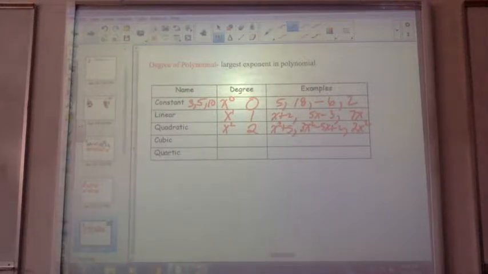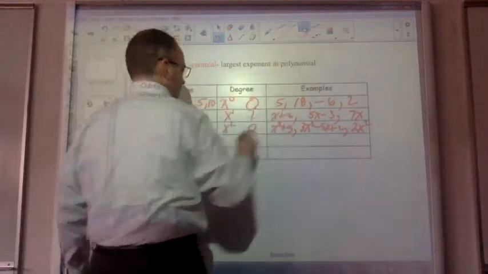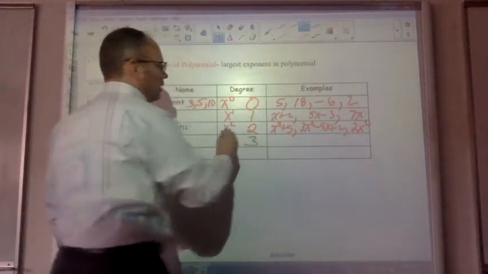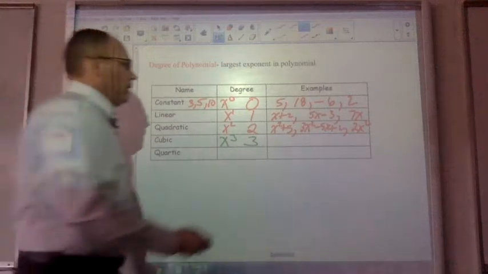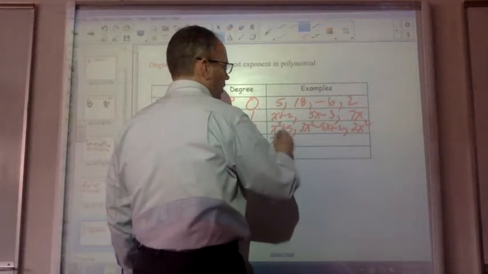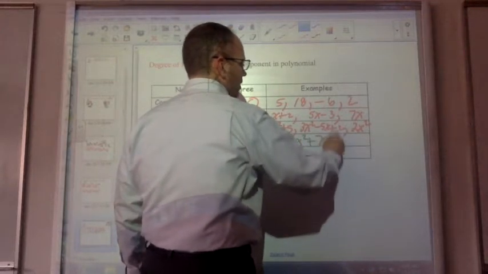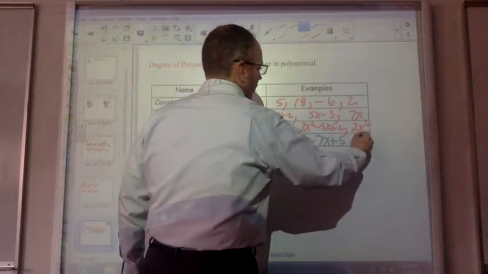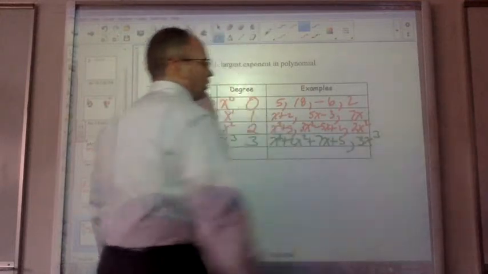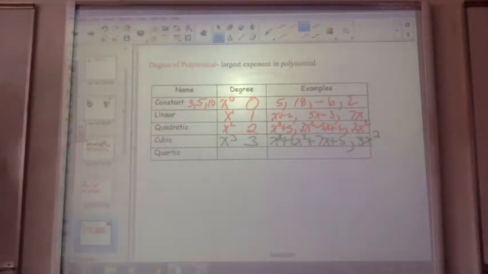Okay, cubic. What do you think? Cubed. Highest exponent, x to the 3rd. So it's a third degree. So cubics are like x to the 3rd plus 2x squared plus 7x plus 5. Or I could just have 3x to the 3rd or 5x to the 3rd or something like that. Would that also be a quadratic? No, because the highest degree has to be a 3rd. So I have x to the 3rd. Quadratic highest degree is 2nd.